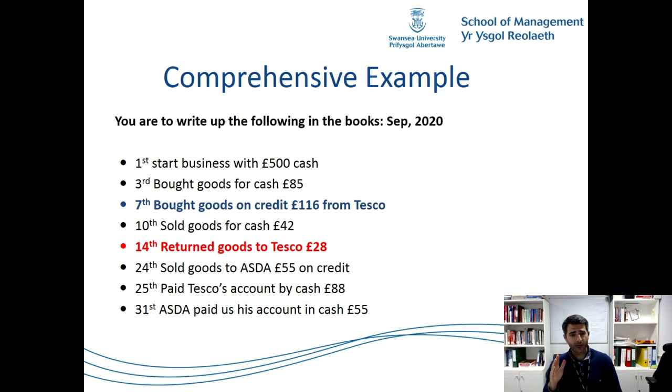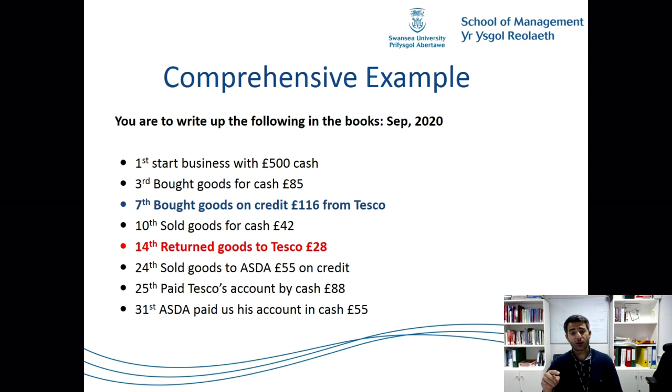Now, as you see, on 7th of September, what happened? We bought goods on credit from Tesco, £116. Do you remember this? So what happened? Purchases goes up by £116, and Tesco on the credit side goes up by £116. So you owe Tesco £116.